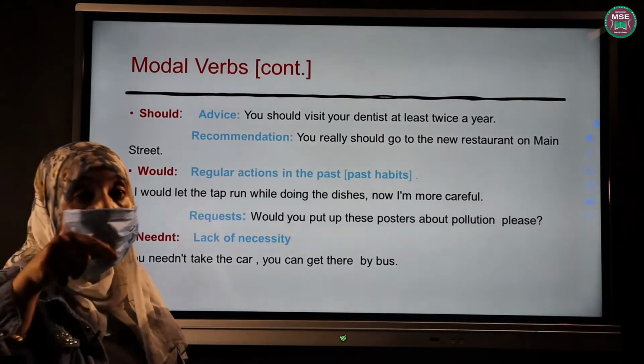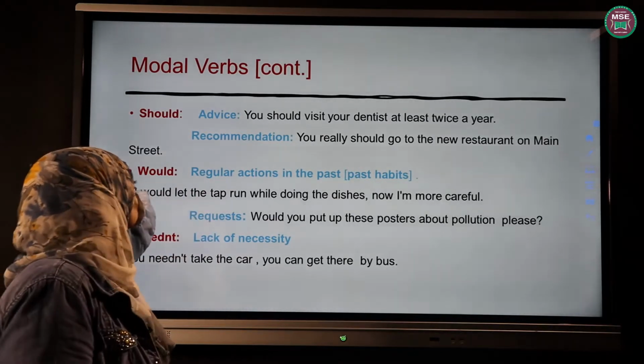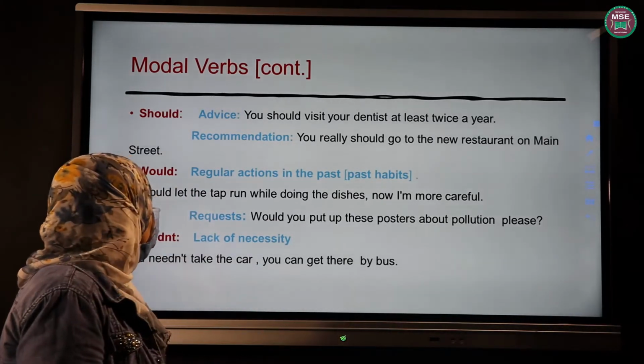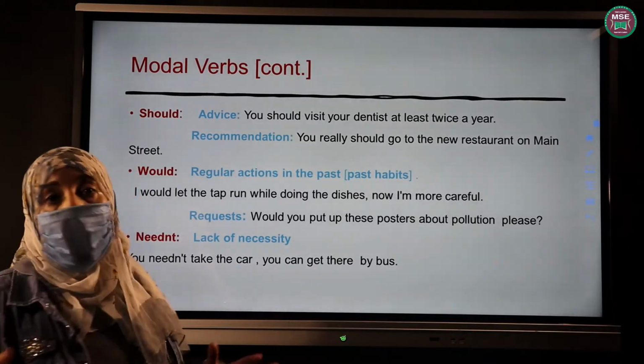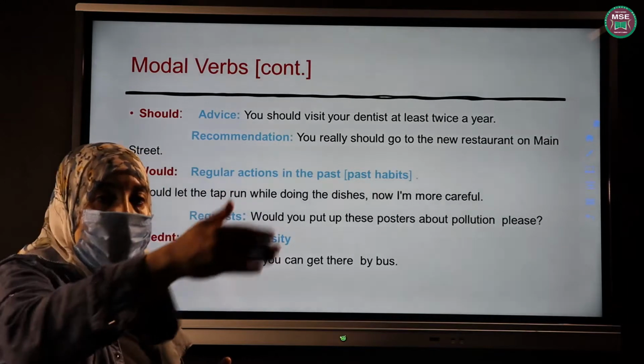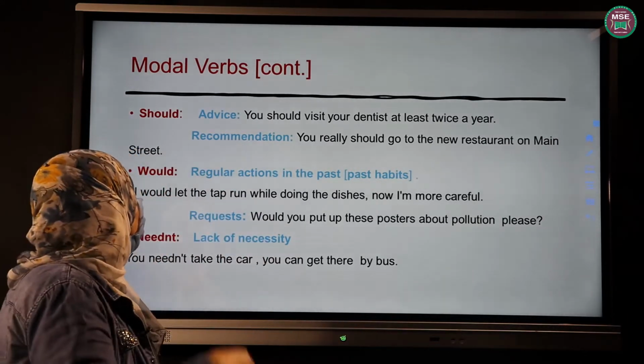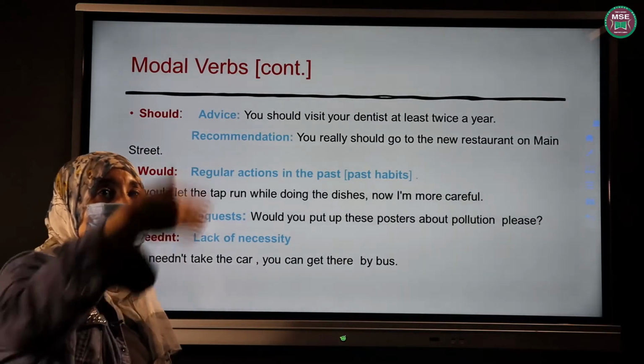And I can use it for recommendation. You really should go to the new restaurant on Main Street. What do you mean by this? It's a kind of a restaurant. I went there, and I would like you to go to visit it because it's good. It's fantastic. So I recommend this restaurant to you.